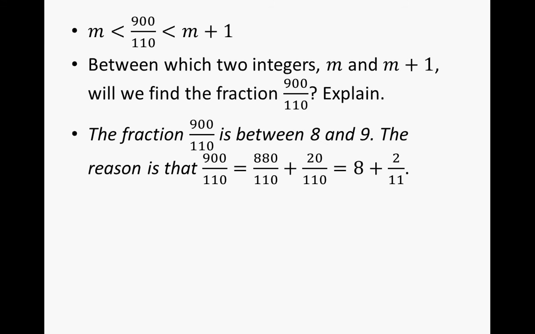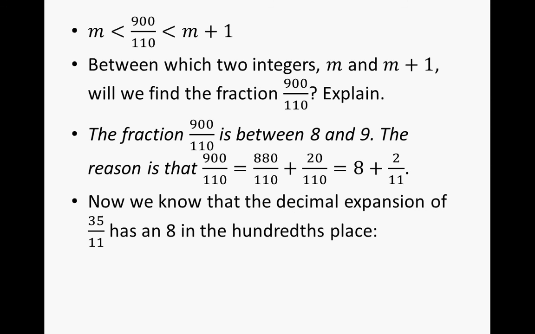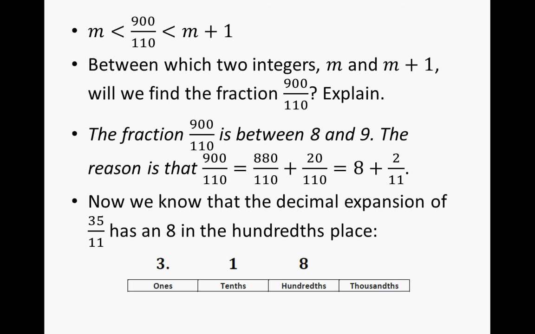The reason for that is that 900 over 110 is equal to 880/110ths plus 20/110ths. And therefore, that is 8 plus 2/11ths. So now we know that the decimal expansion of 35/11 has an 8 in the hundredths place. And so now we have 3.18.